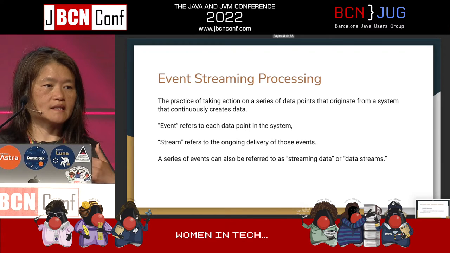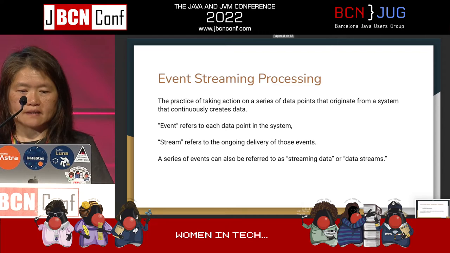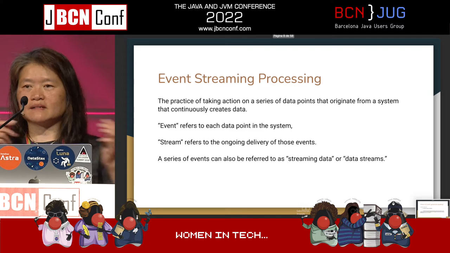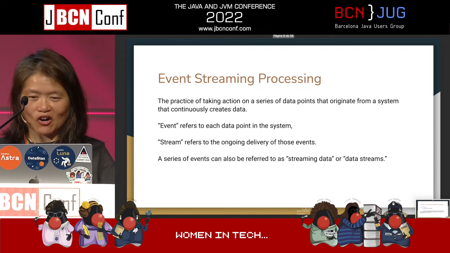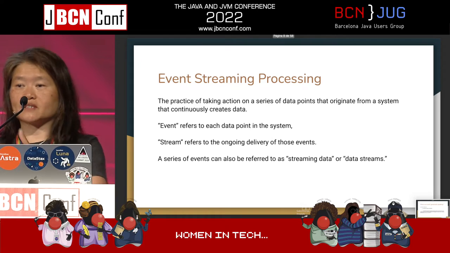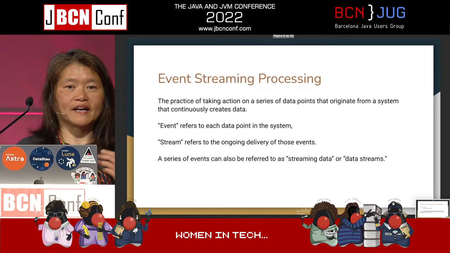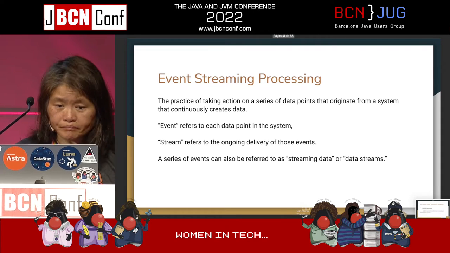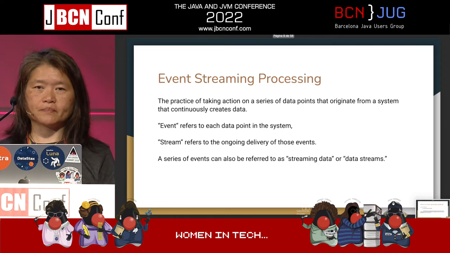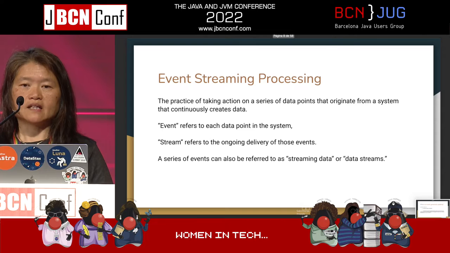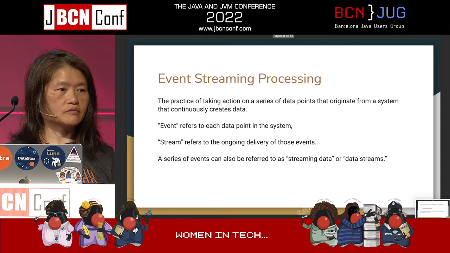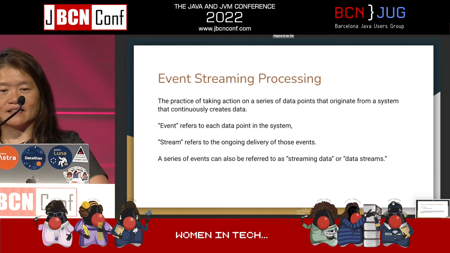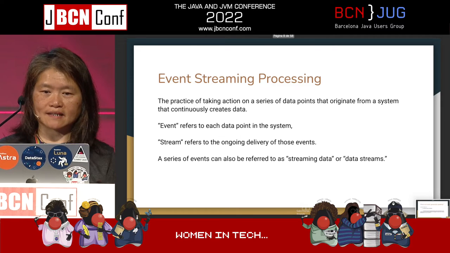And then streaming is the ongoing delivery of those events. Streaming is more complicated in the sense that you're taking many data points happening at any point in time, asynchronously, and streaming is a continuous delivery, not just one event happening. There are many events happening at different times in space and time. A series of events can also be referred to as streaming data or data streams. If you watch movies, we're streaming because the data is continuously traveling to your devices, right? All of these things are streaming.